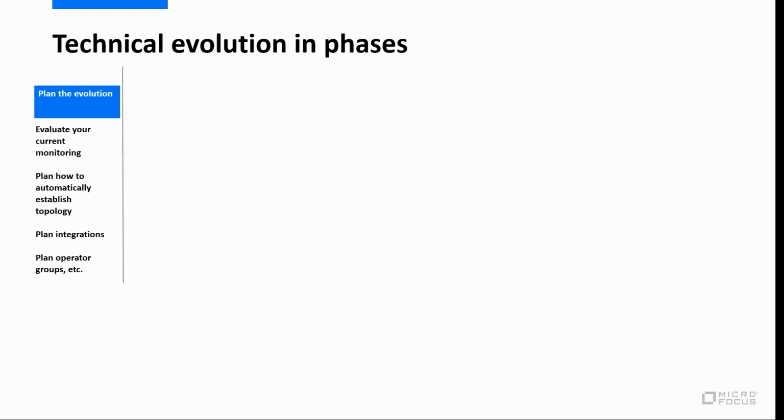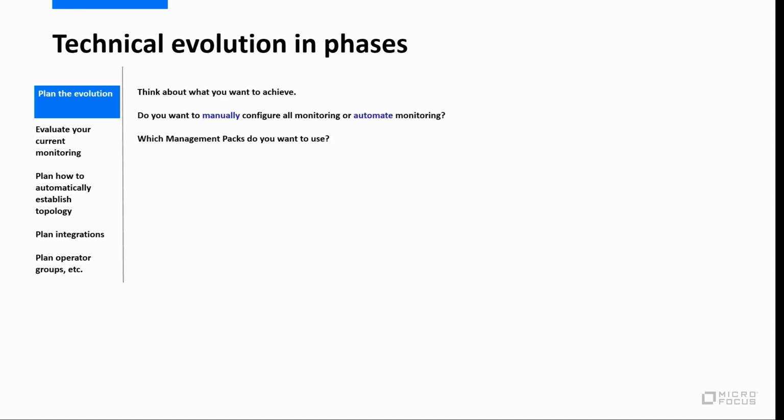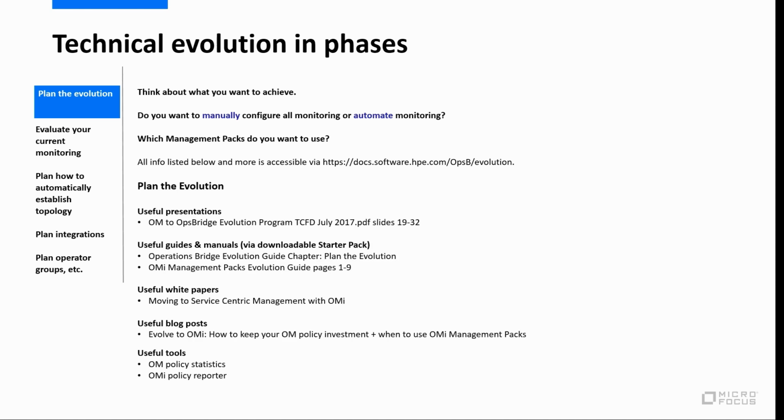For the technical evolution, we recommend moving to OMI in phases. With each phase, you're adding more value to your solution. As a first step, think about what you want to achieve. Review your current monitoring, the required integrations, how many operator groups and roles should be set up, etc. The 7-page planning chapter in the evolution guide leads you through this phase.